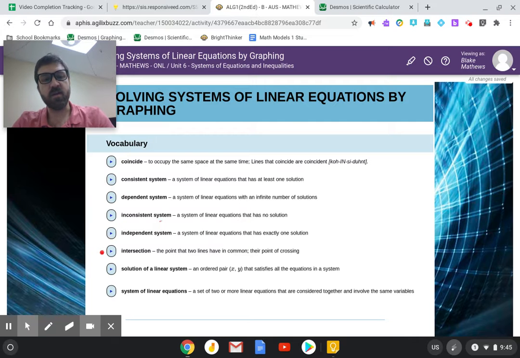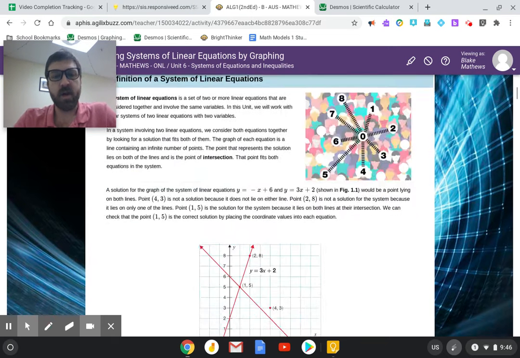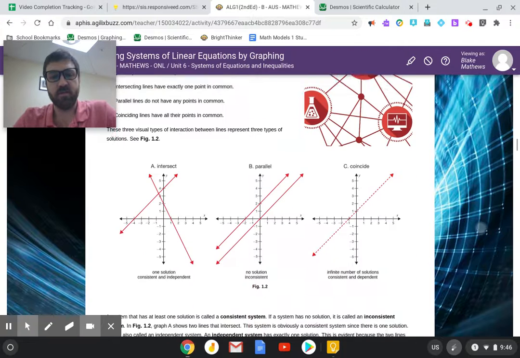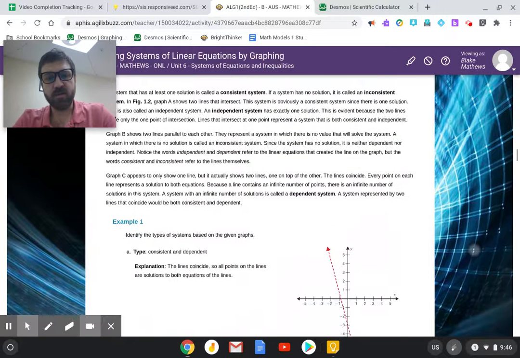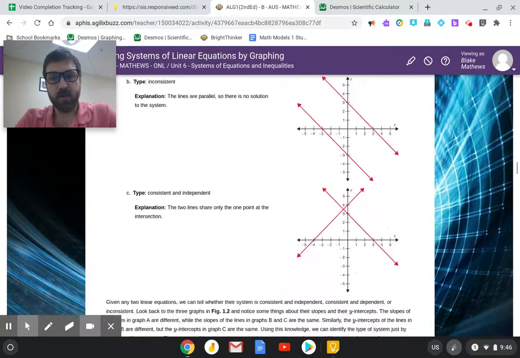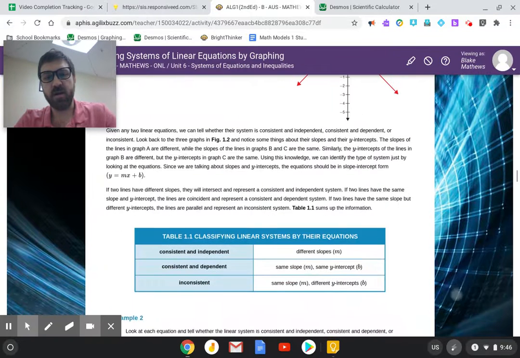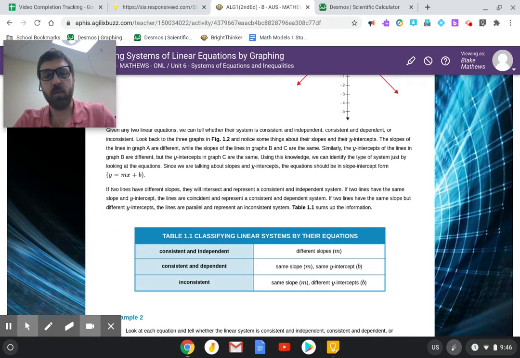We talked about what an intersection is. Remember, an intersection is a place where the lines cross. And then the solution is the intersection. And then we talked about what a system of linear equations is. So let's talk about how we're actually going to solve these. I'm going to skip down a little bit. There's another example of the three possibilities: we have consistent and independent, we have inconsistent, and we have consistent and dependent. Make sure you pay attention to those terms. In the lesson, there's a nice helpful table to talk about what those look like.